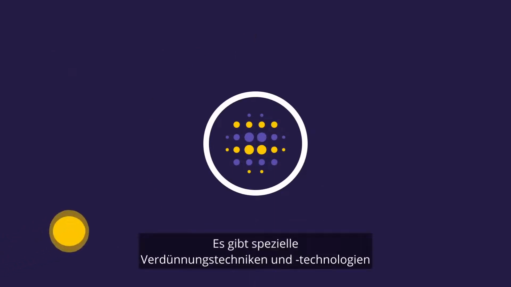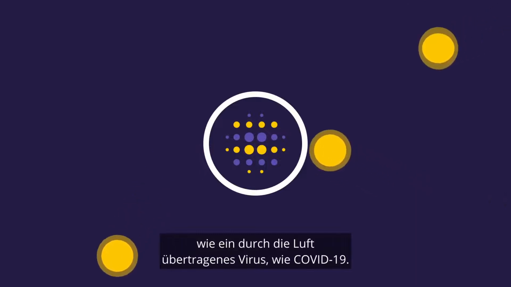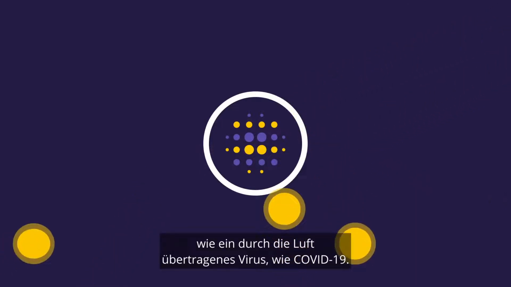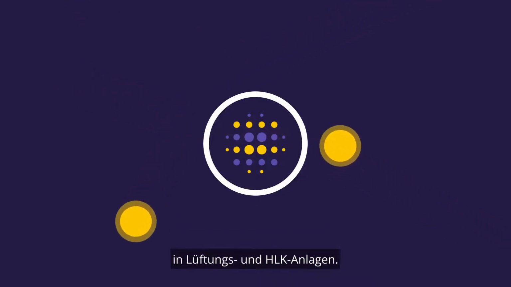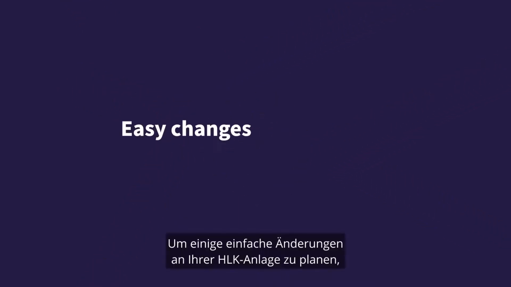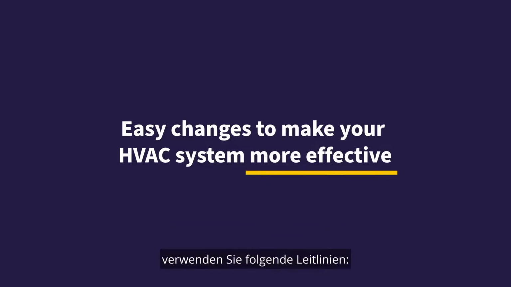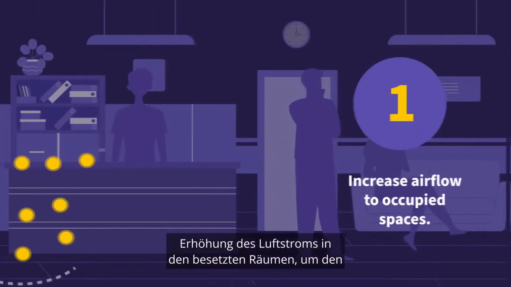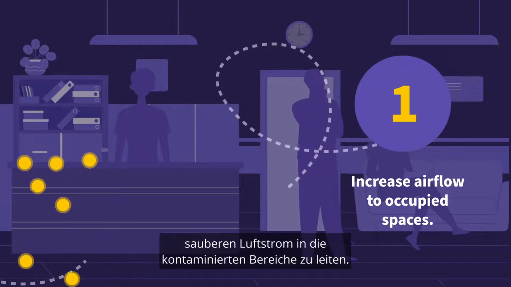There are specific dilution techniques and technologies that can help reduce the risk of exposure to an airborne virus like COVID-19, and they don't require you to become an expert in ventilation and HVAC systems. For some easy changes to make your HVAC system more effective at reducing the spread of COVID-19, use the following guidelines. Increase airflow to occupied spaces when possible, and direct clean airflow to contaminated zones.